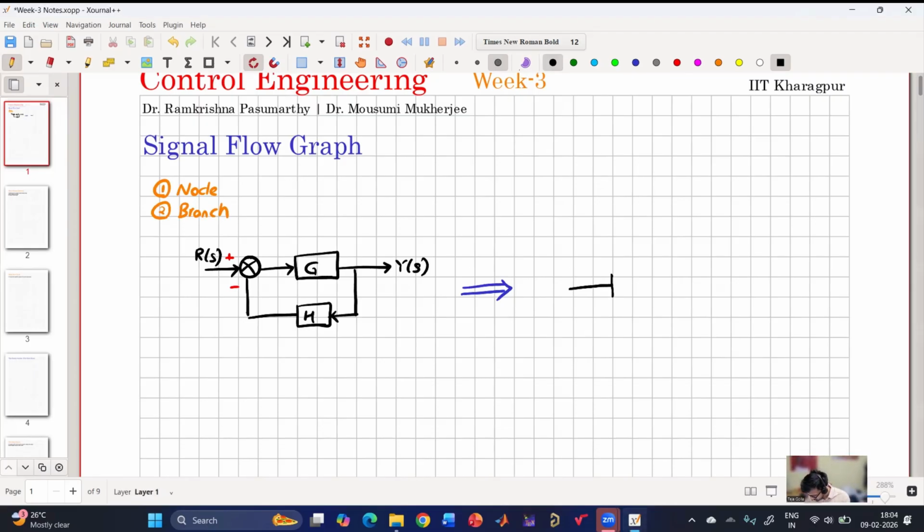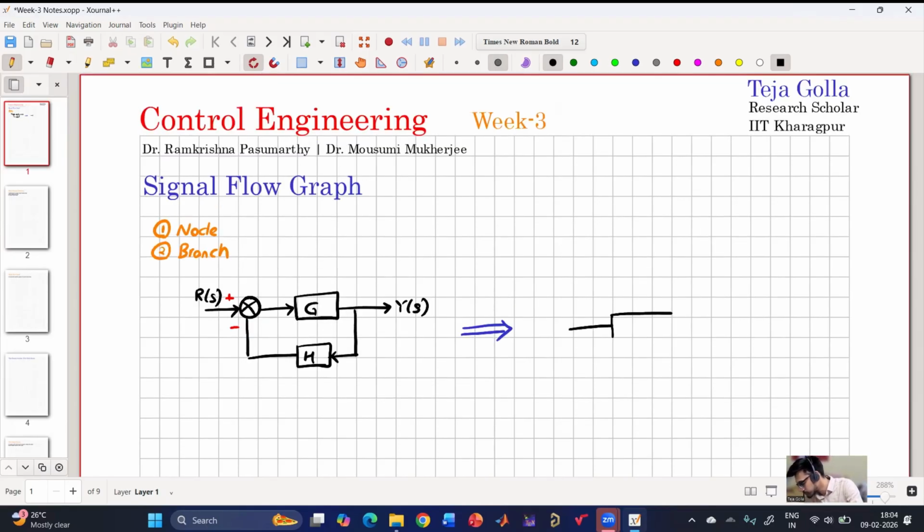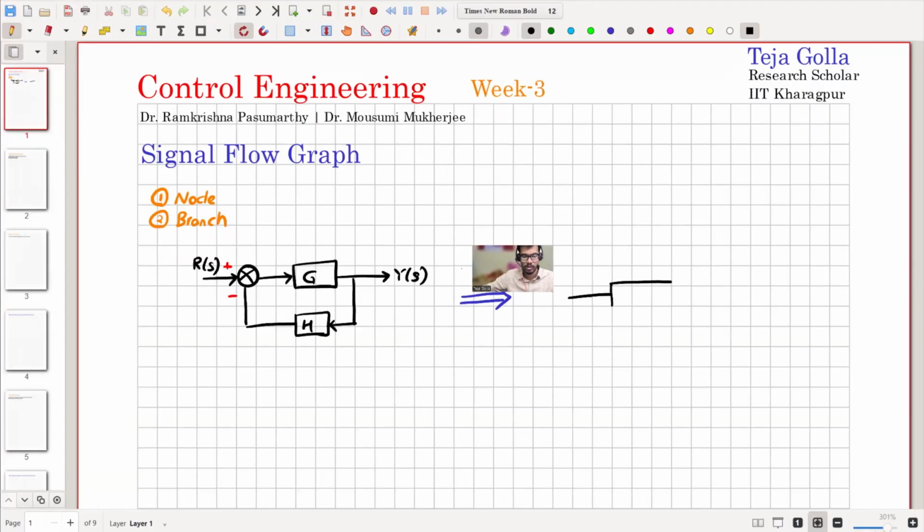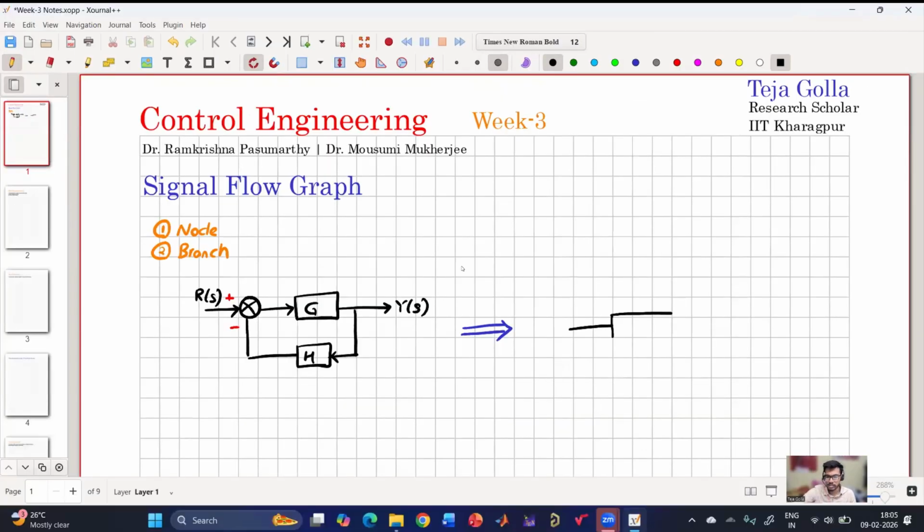Very good. Just a minute, I think there is some issue with my writing pad. I'll disconnect and connect. Yeah, now it is fine. Can you see my screen?